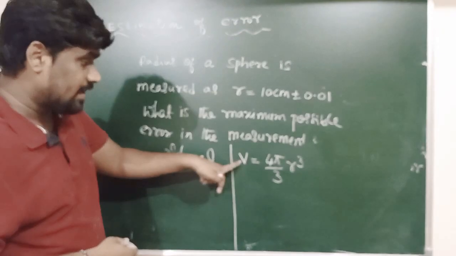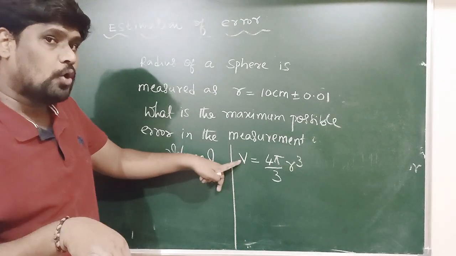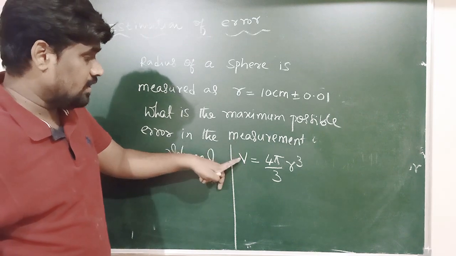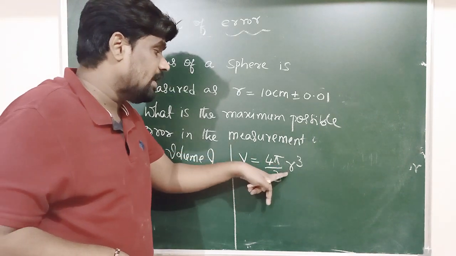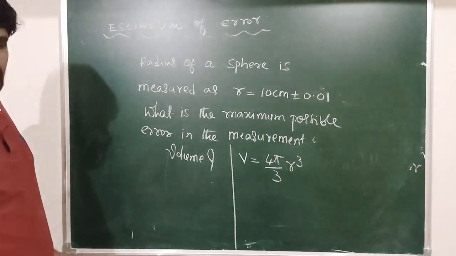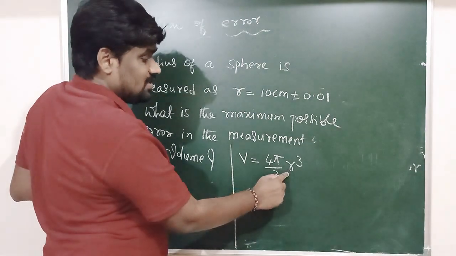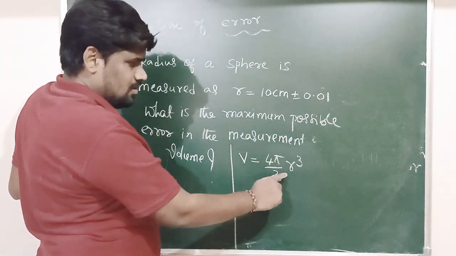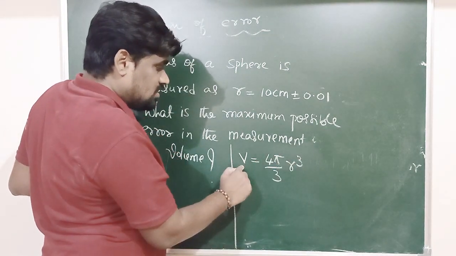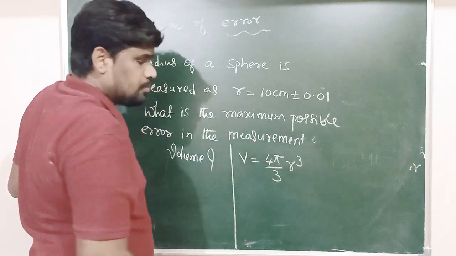We are calculating the error in the volume, not the volume. Error in the volume is due to the error in the radius. Look at the power of a radius. It is r to the power 3. That is, V is proportional to r to the power 3.